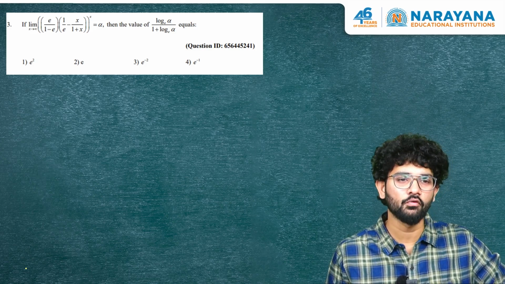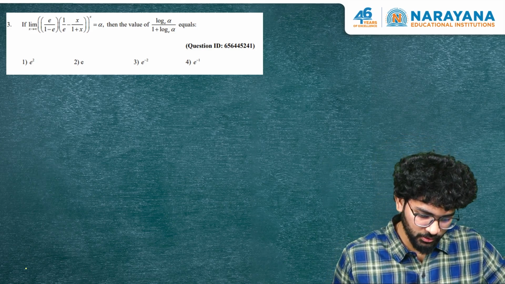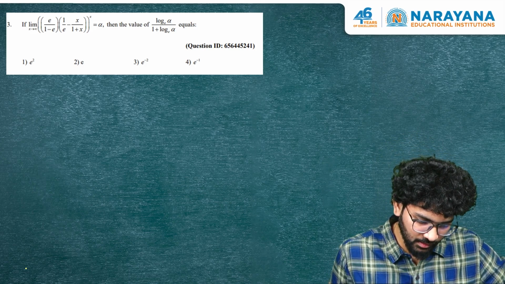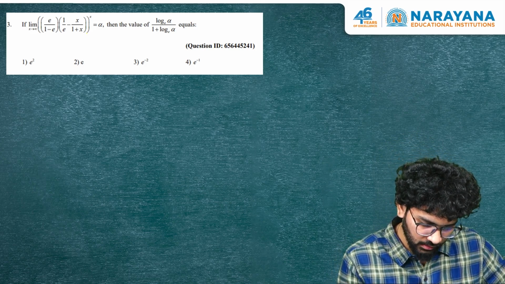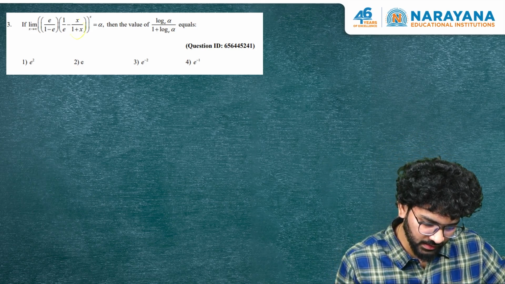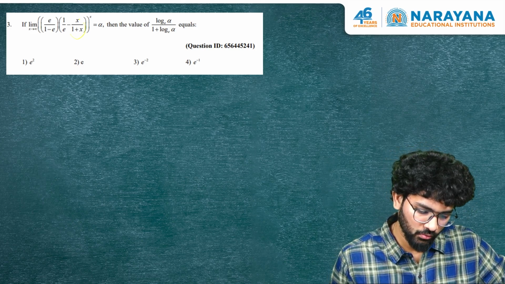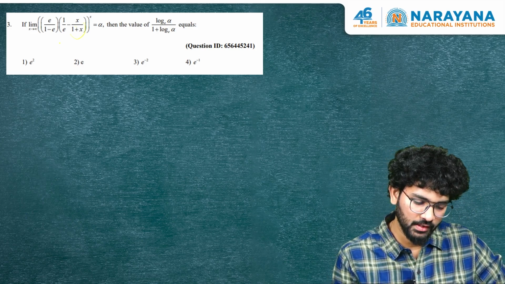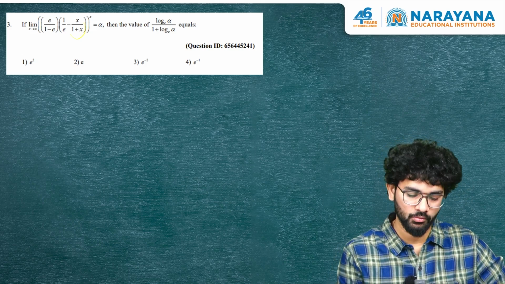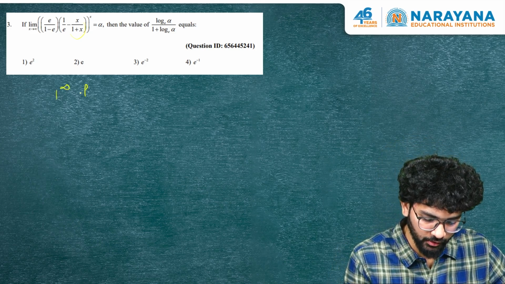So which indeterminate form is it assuming? If I take the limit as x tends to infinity, x by x plus 1 is tending to 1. So these two things will cancel. It will be the 1 power infinity form. So it is assuming the 1 power infinity form.